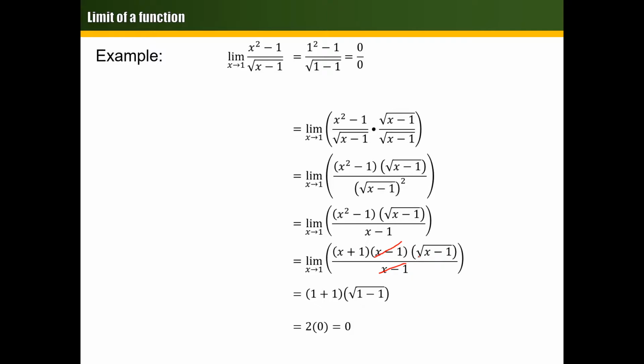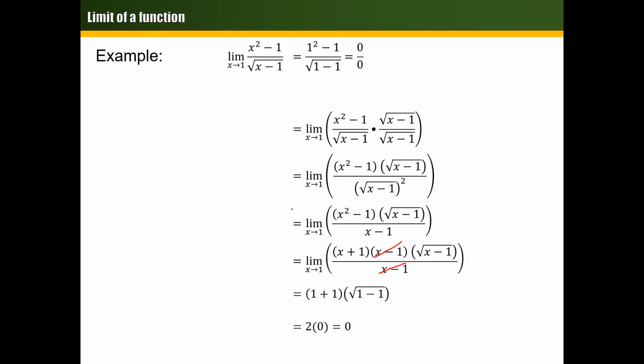We want to take the limit of this function as x approaches 1. So let's try to determine the value of this expression when x is equal to 1. Pag nag-exist yung number na yun na yung limit. So we change x by 1. So I have 1 plus 1 times the square root of 1 minus 1. 1 plus 1 is 2 and 1 minus 1 is 0. The square root of 0 will be 0. And 2 times 0 is 0. So the limit of our given function as x approaches 1 is actually 0.